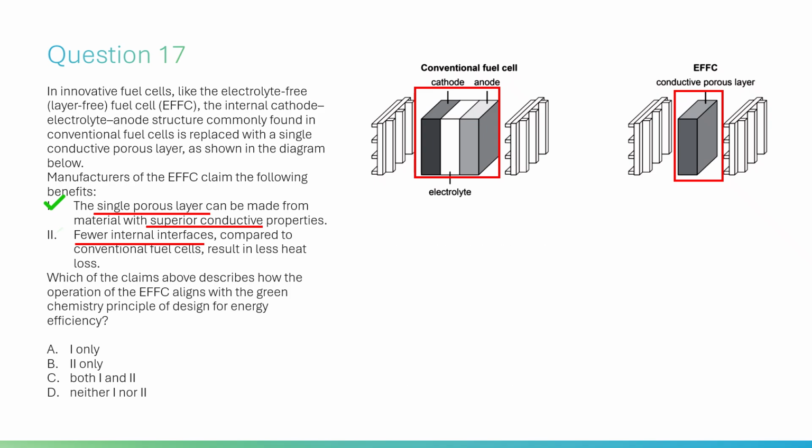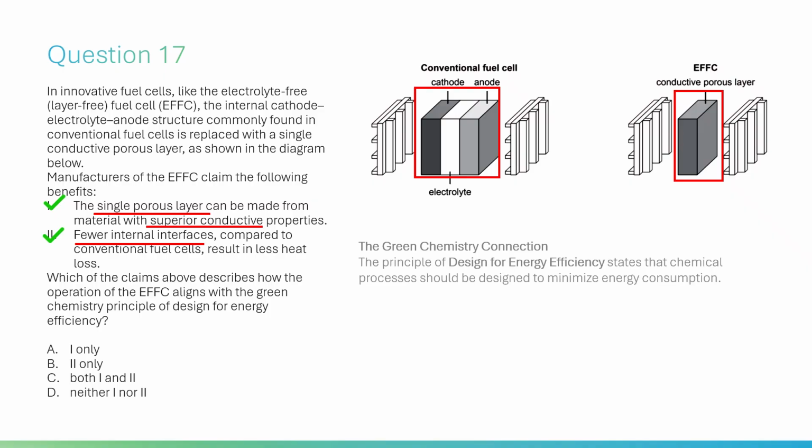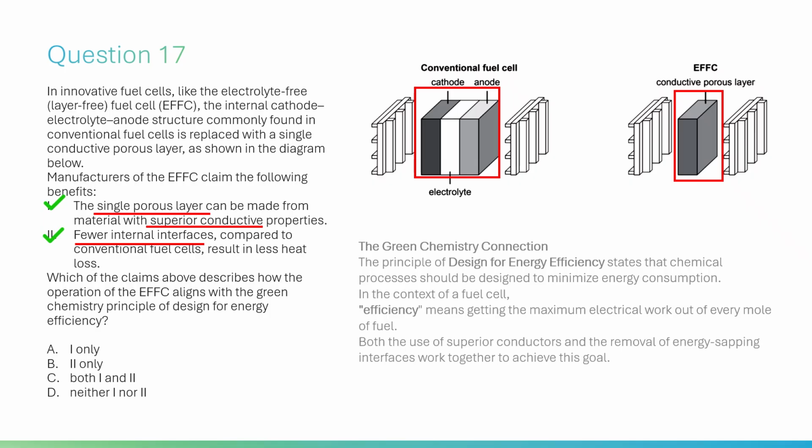The green chemistry connection. The principle of design for energy efficiency states that chemical processes should be designed to minimize energy consumption. In the context of a fuel cell, efficiency means getting the maximum electrical work out of every mole of fuel. Both the use of superior conductors and the removal of energy-sapping interfaces work together to achieve this goal. Correct answer, C.